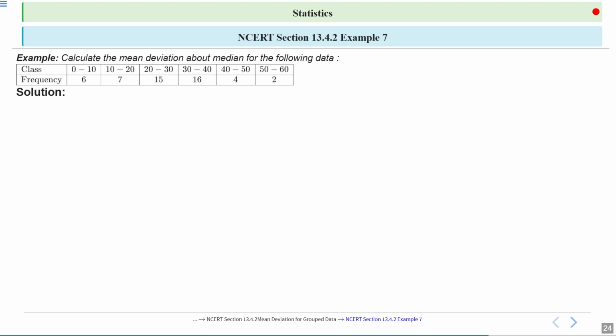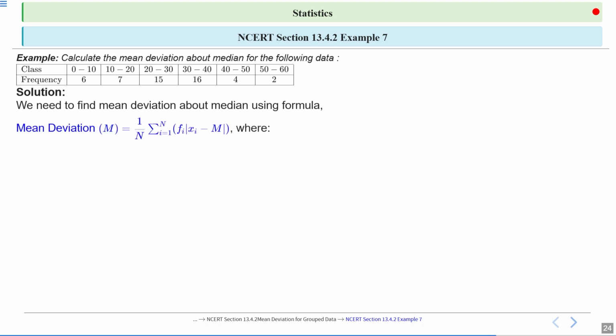So we will solve this example step by step. To solve this, we need to use the formula for mean deviation about the median. The formula is mean deviation equals 1 by n, sum of fi multiplied with the absolute value of xi minus m, where i equals 1 to n, where n is the total frequency, fi is the frequency of each class, and m is the median.